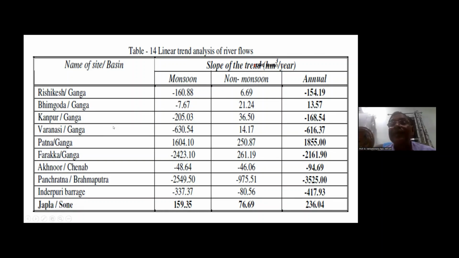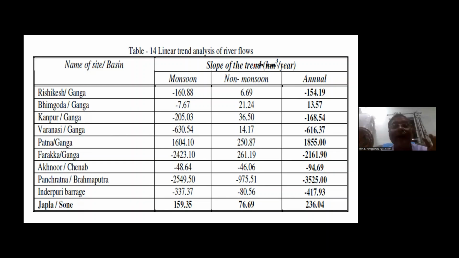This is the slope of the trend. Monsoon water is getting lower, whereas non-monsoon water is getting higher. There is a climate change. The relation is there is a climate change, and annually at the upper reaches like Rishikesh and other places, Ganga has a lesser flow, only downward, that is Patna and other places, you are getting. These are some of the stories.